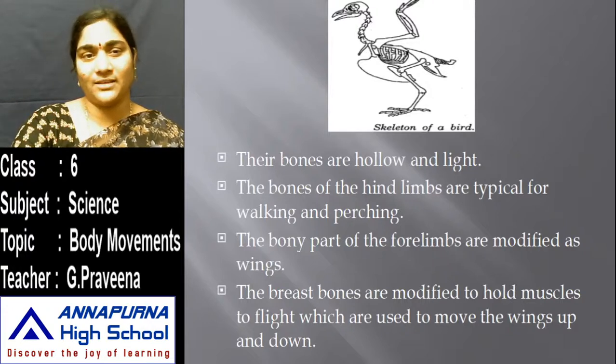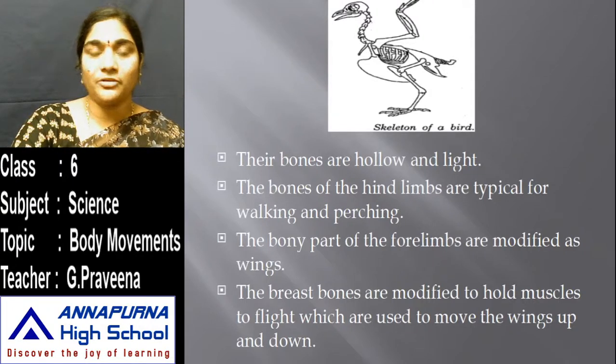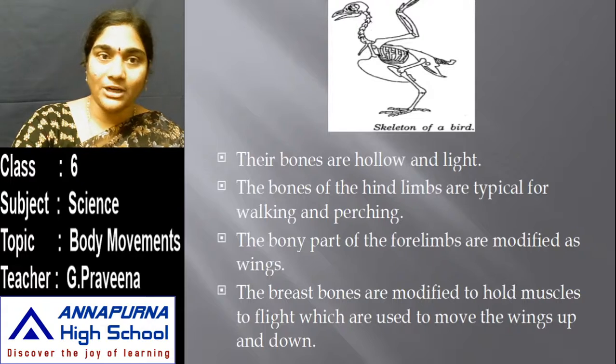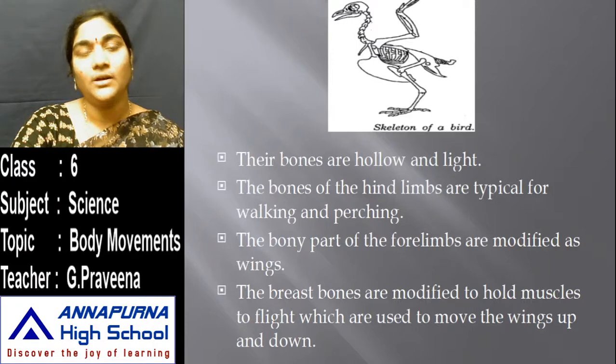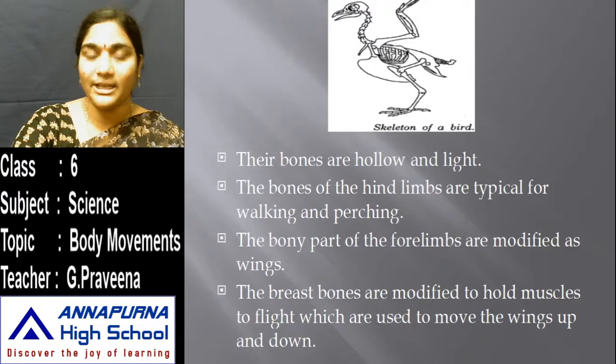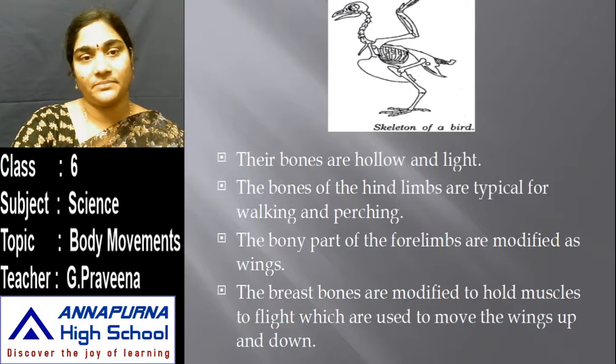Then how do they fly? It's because their bones are hollow and light. Due to this nature, the bird is able to fly. The bones of the hind limbs are typical for walking and perching. The forelimbs are modified to wings, and with the help of the hind limbs, the bird can walk, and it also helps the bird in perching.